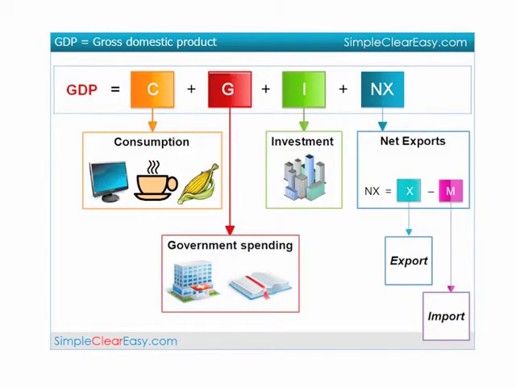In order to determine a nation's gross domestic product, a nation's consumption, government spending, investments, and net exports must be added together. This approach in determining the GDP is known as the expenditure approach.